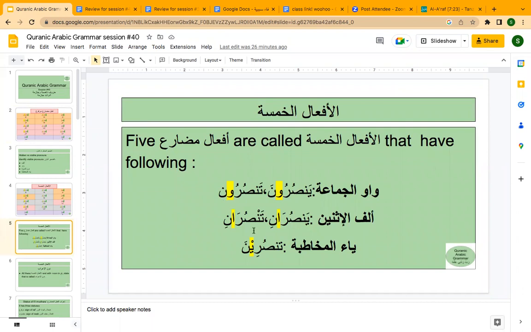Yansuruna, Tansuruna, Yansurani, Tansurani, Tansurina. Okay, so these are af'alul khamsa. To be in the category of af'alul khamsa, your fa'il must have either waw or alif or ya. Must have one of them, and can have only one of them. Either this, or this. Everyone on board with this? Everyone understood this concept?